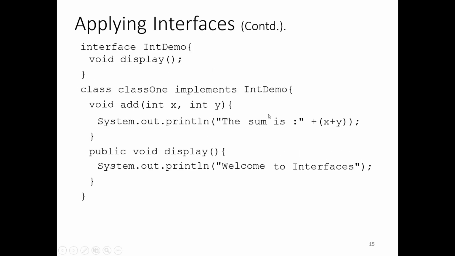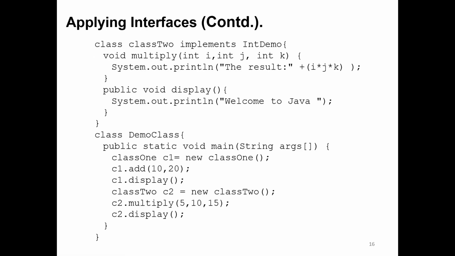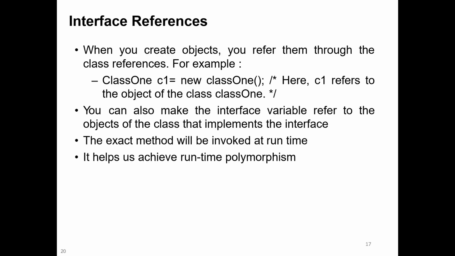So this is how we create a simple class with an interface. Here I have an interface with a display method, and here I'm implementing the interface in the demo class. This add method is specific to class 1, and the display method is an implemented method which I have taken from my interface. So this is how we apply interfaces in Java. Here I'm taking another class, implementing the same interface with the multiplication method, and inside display I'm displaying welcome to Java. Here I'm creating objects for both classes, C1 and C2, and invoking the corresponding methods. Whenever you want to implement a particular interface, ensure that you are implementing the methods of the corresponding interface.